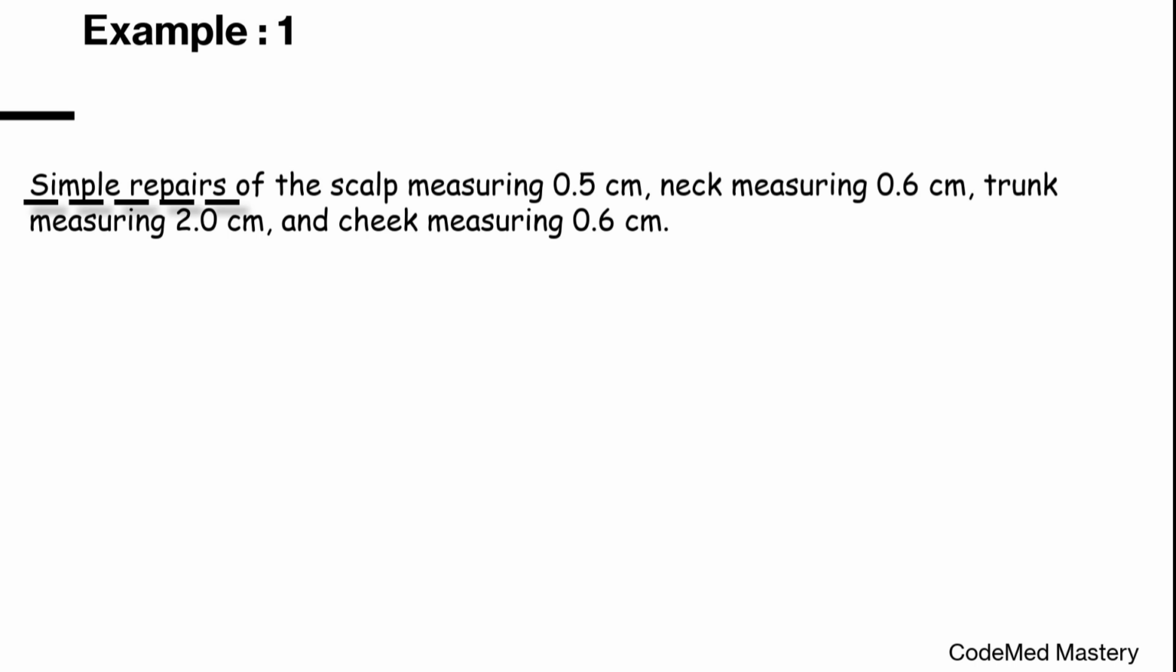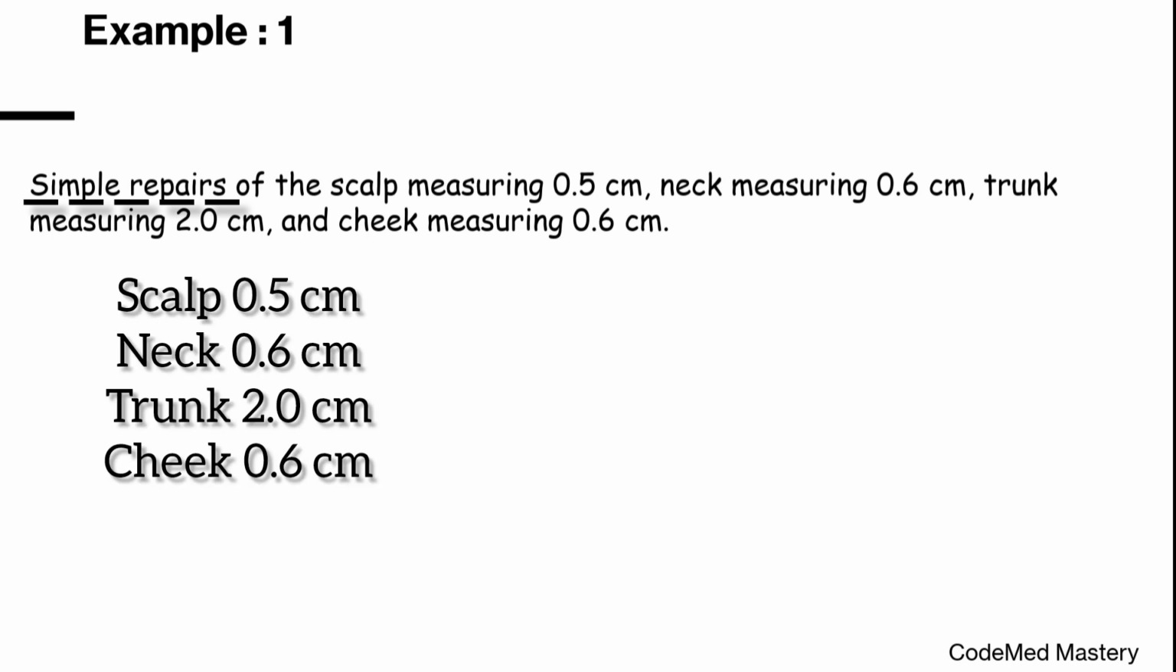Now check the anatomical location. For scalp it is 0.5 cm. For neck it is 0.6 cm. For trunk it is 2 cm and for cheek it is 0.6 cm. Now let's see which of these anatomical sites belong to the same group.